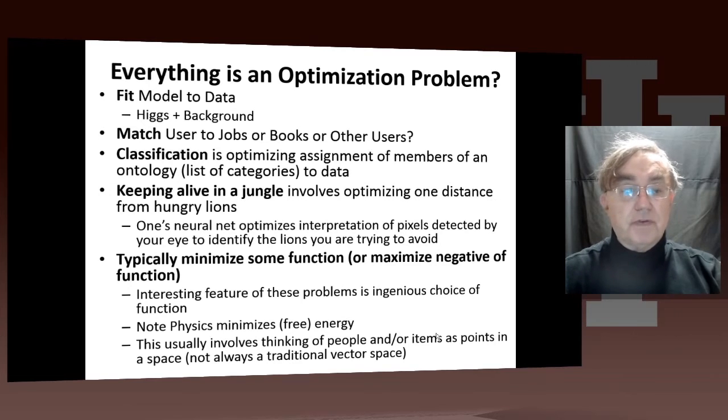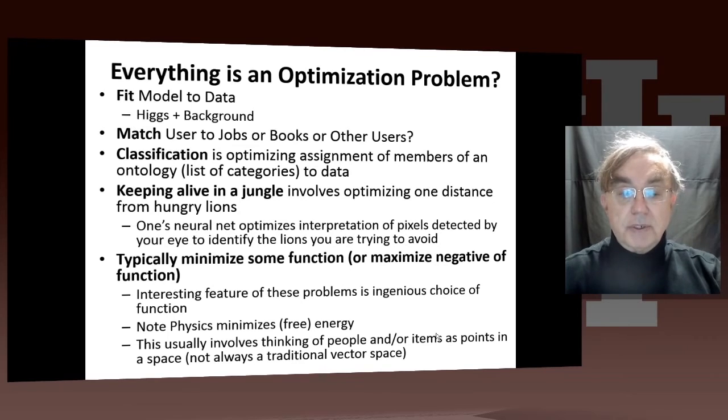Somewhat further afield, if you're in a jungle with snakes and lions around you, keeping alive in that jungle involves optimizing one's position, optimizing one's actions. You don't want to alert the snake that you actually are somebody they could strike. So that's an optimization problem where the optimal thing you're trying to do is to maximize your chance of staying alive. And when you are doing that, you often use your eyes to make decisions. Your eyes are actually looking at pixels and optimizing the interpretation of those pixels based on what you know up to now. So that's multiple optimization problems there.